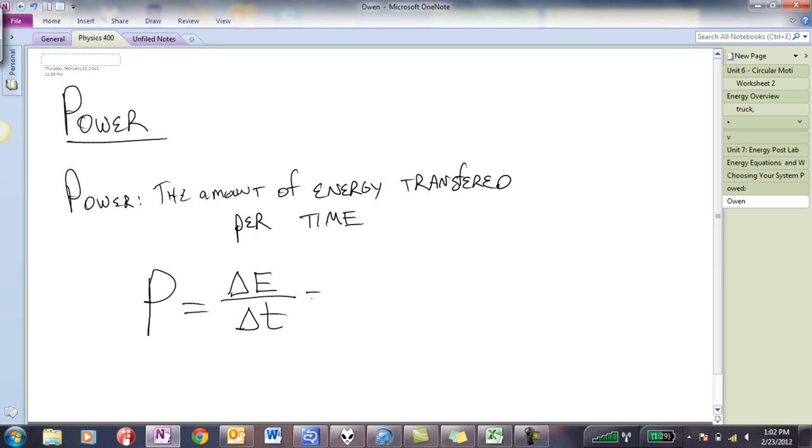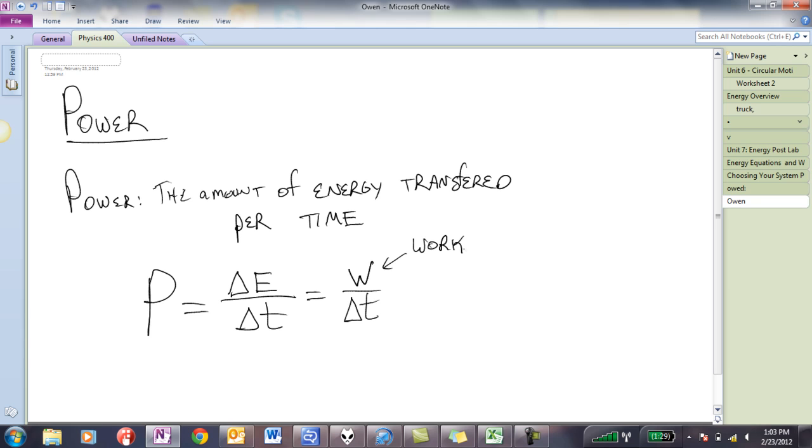The other way to write this is actually going to be W divided by delta T, W being work. And remember, one of the things that we defined was work was the change in energy by a force. So you start to be able to make that connection very easily. And we'll look at a problem that will go right along with the quiz that you guys just took.